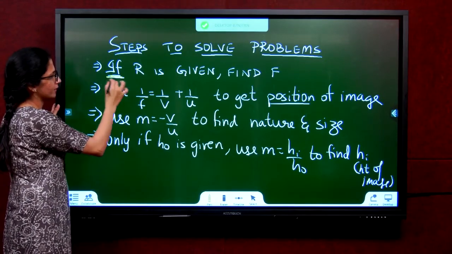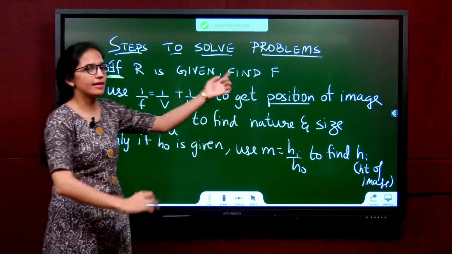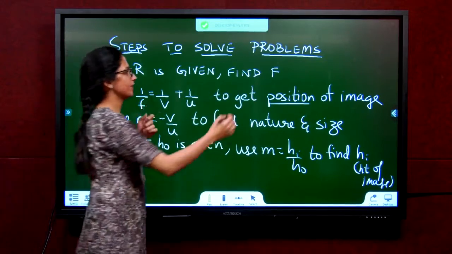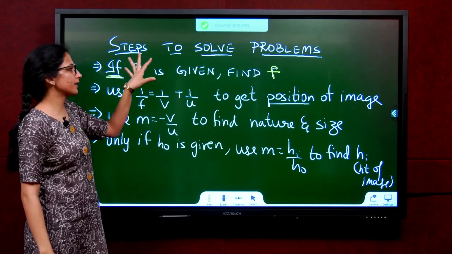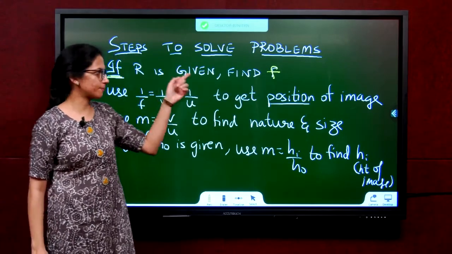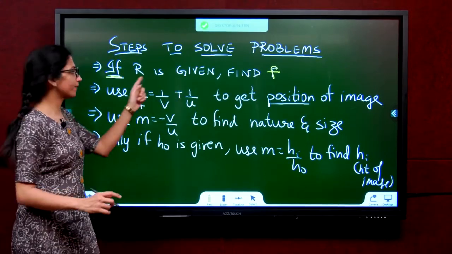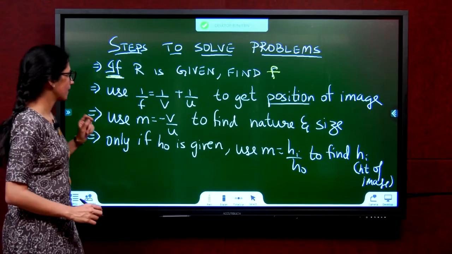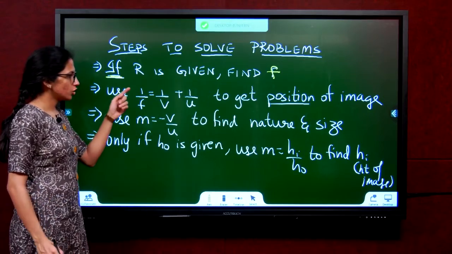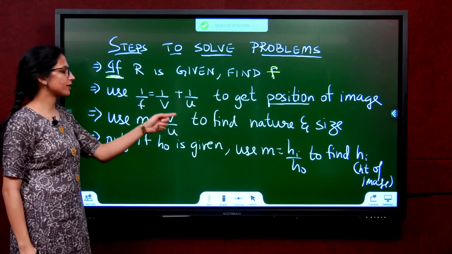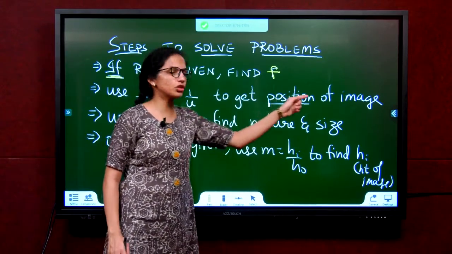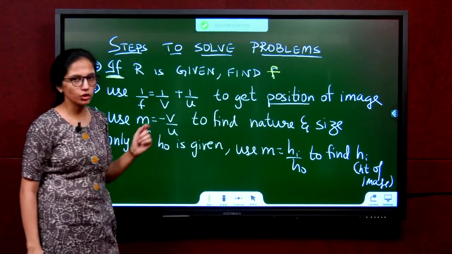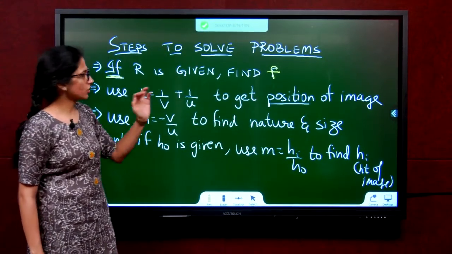Only if radius is given, find f. F meaning small f, focal length. See, sometimes radius won't be given, directly f will be given. Then you can skip this step. That's why I said if radius is given, find f. Point number 2, use 1 by f is equal to 1 by v plus 1 by u. What is this? Mirror formula. Use mirror formula to get position of image. That means to get v or u. To get position of image.